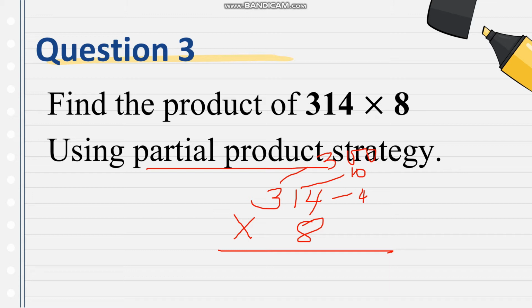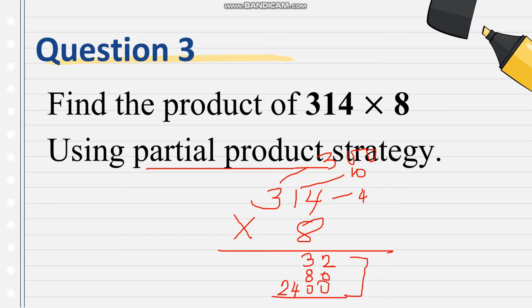1 is in the tens place. 1 by 10 is 10. And 4 is in the ones place. 4 times 1 is 4. Then multiply. 8 multiplied by 4, that is 32. Then 8 multiplied by 10 is 80. Then 8 multiplied by 300, that is 2,400. Then after that, we're going to add all the partial products.